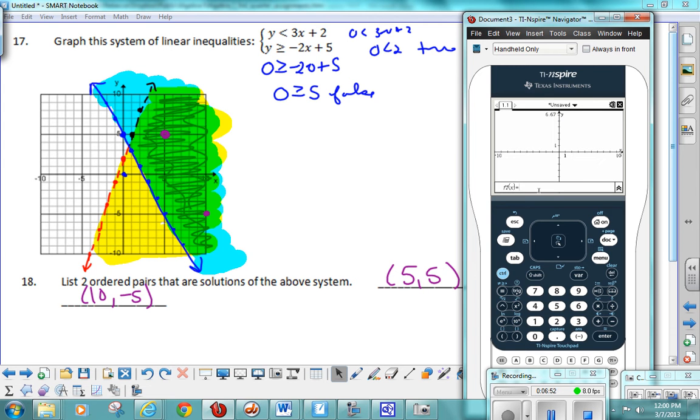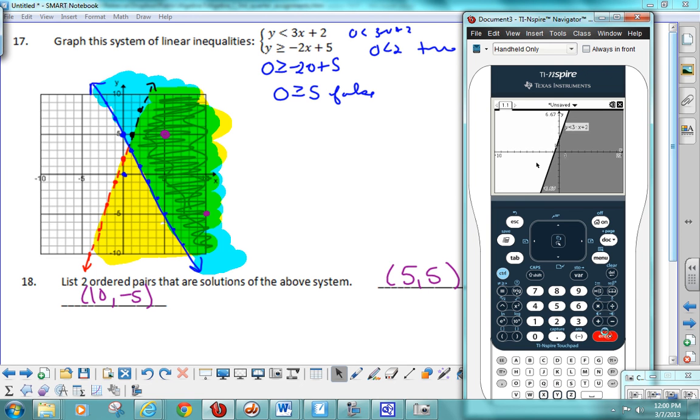Okay, but I don't want an equal sign, so I'm going to delete the equal sign, and I'm going to type in a less than sign. And then I'm going to type in my problem, 3x plus 2. And then I hit enter. Well, there's my dotted line shaded below. That was my yellow part on my graph.